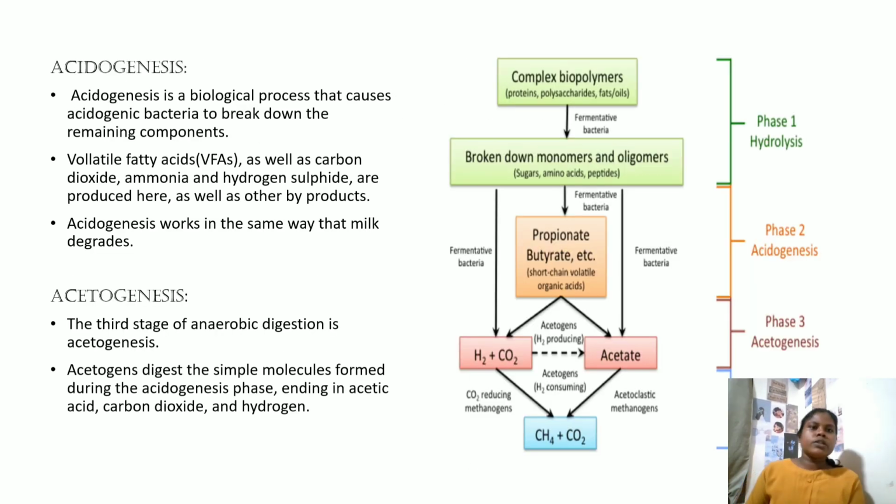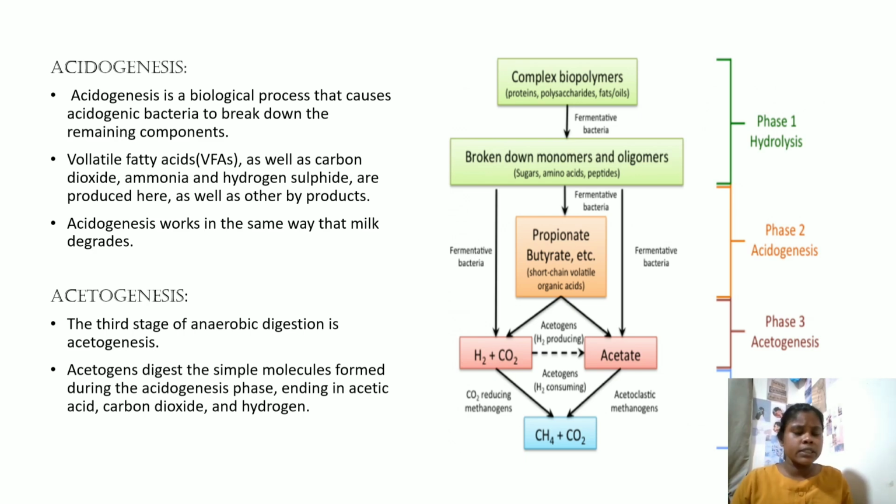Coming to acidogenesis, it is the second step in anaerobic digestion, and in this process the microorganisms convert the simple compounds produced during hydrolysis into volatile fatty acids, alcohol, hydrogen, carbon dioxide, etc. And here the acidogenesis works in the same way that milk degrades.